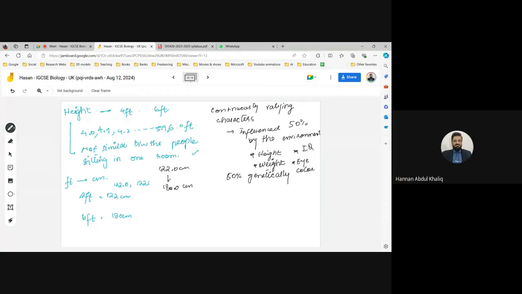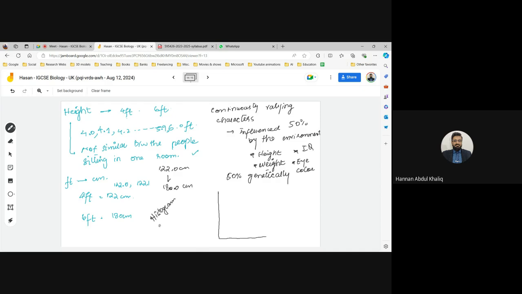Character is not necessarily involving humans. It can involve many other plants and animals. If it comes to the graph, then remember that we make a histogram. What are the features of a histogram?